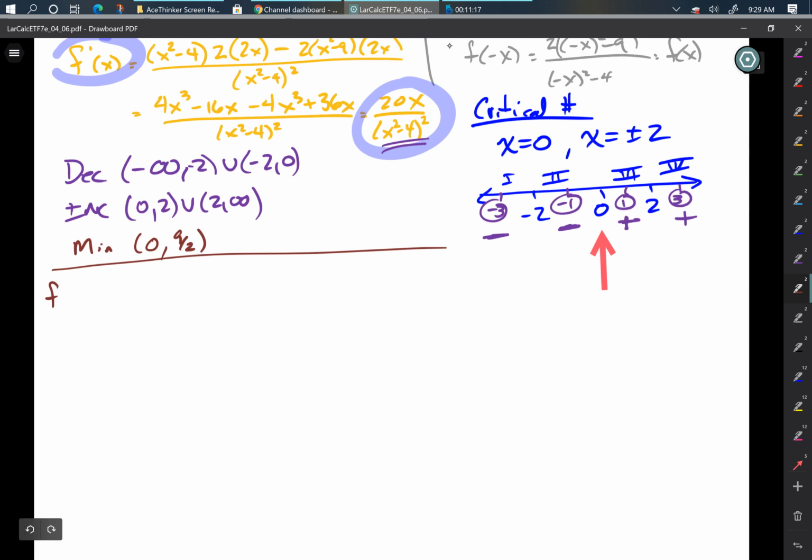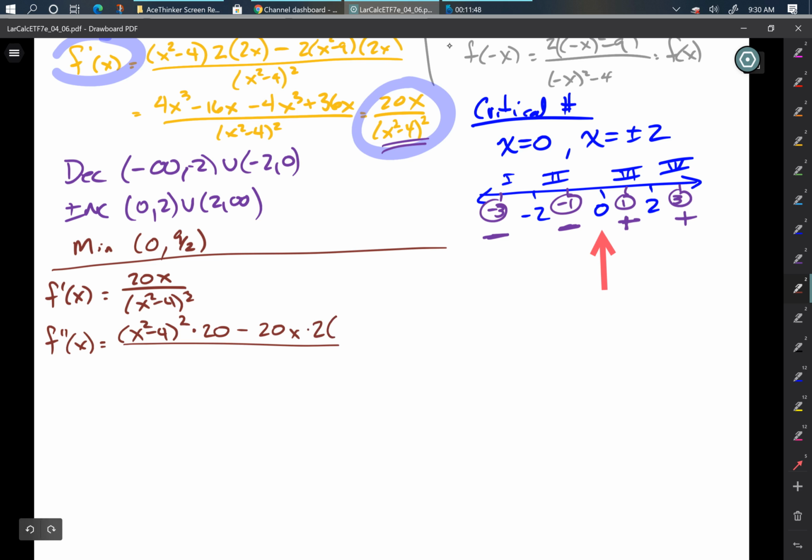Right? So if f prime of x is 20x divided by x squared minus 4 squared, then what will f double prime, the second derivative, look like? Well, again, we're going to have to use the quotient rule. So we're going to have x squared minus 4 squared, the denominator, times the derivative of the numerator, minus the numerator times the derivative of the denominator. Let's see, that's going to be 2 times x squared minus 4 times 2x, chain rule, divided by the denominator squared again, so that's a fourth power.